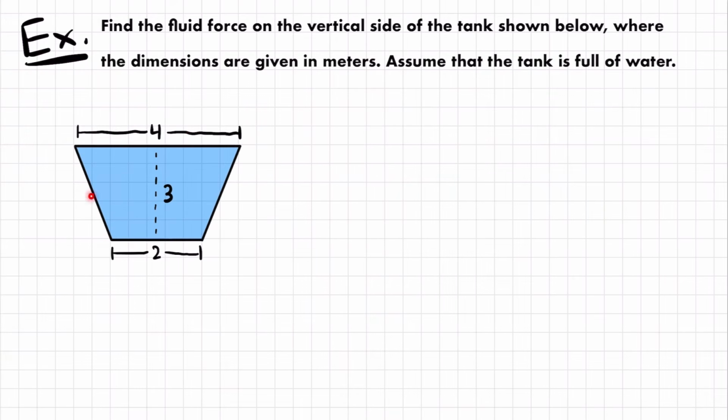Alright, so here's our vertical side of the tank. It's already given to us. We don't need to draw it. It is a trapezoidal shape where the height is 3 meters and the top length is 4 meters and the bottom length is 2 meters.